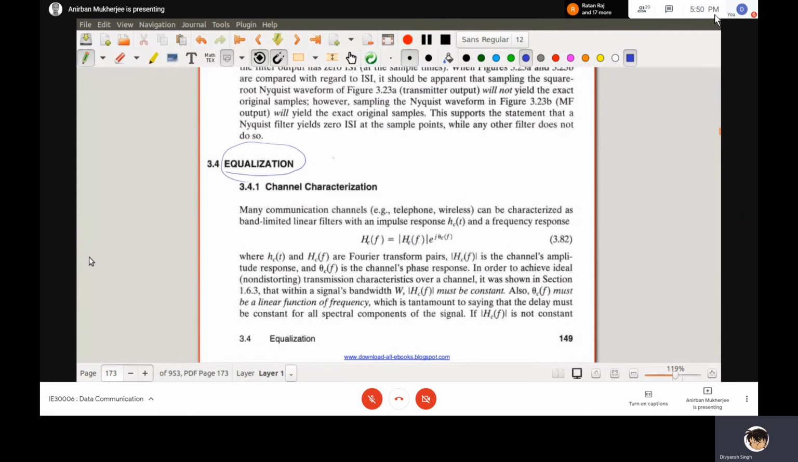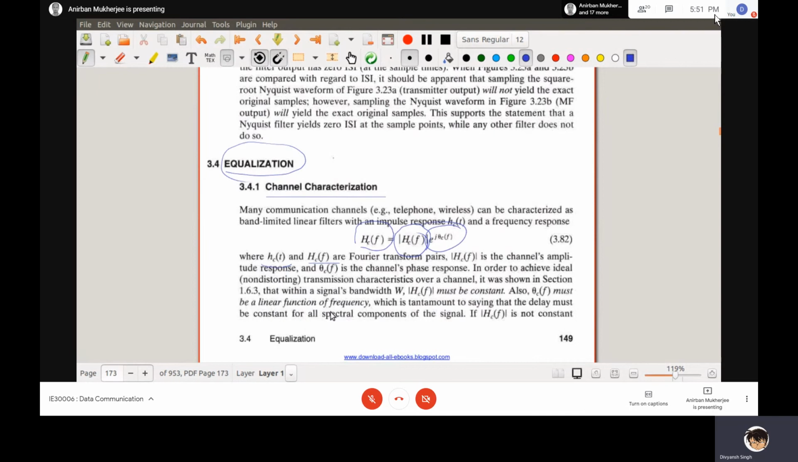Okay. So first of all, when you are trying to mitigate the channel-induced degradation, first you have to model the channel. Modeling the channel means defining the channel characterization. Say this is the channel impulse response h_c(t) and this is H_c(f). These are a Fourier transform pair, and this is the channel's amplitude or magnitude response and this is the channel's phase response.